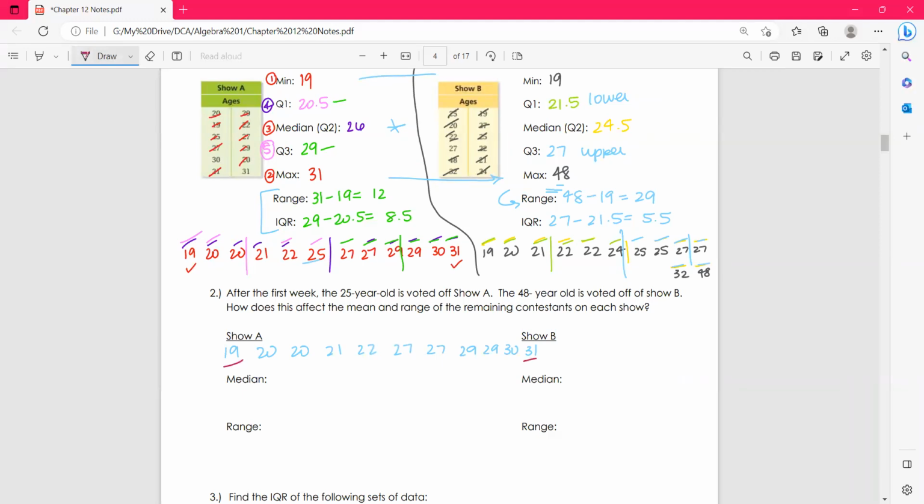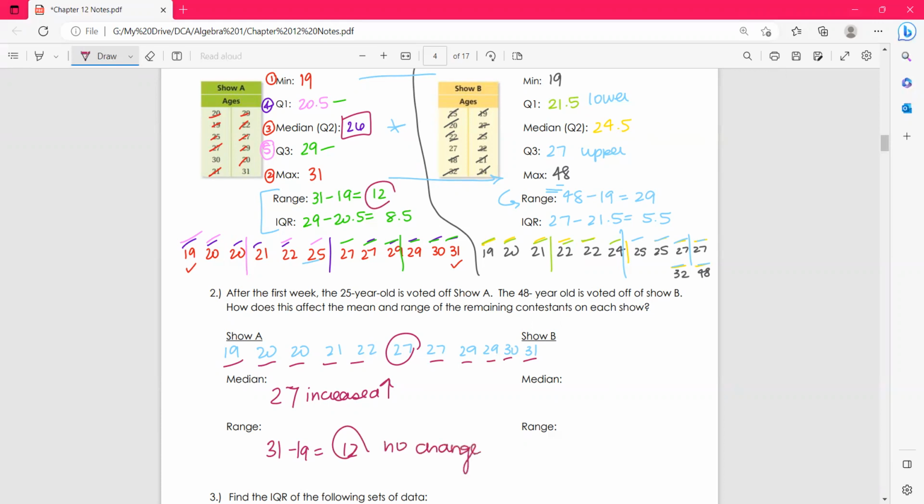We've got 19, 31, cross out to find our median. Median's 27. So let's compare our medians. The median increased, right? If here it was 27, here it's 26 and 27. It increased. And now let's look at the range. 31 minus 19. We get 12. The range, there was no change because the min and the max didn't change, right? It just took off a value in the middle.